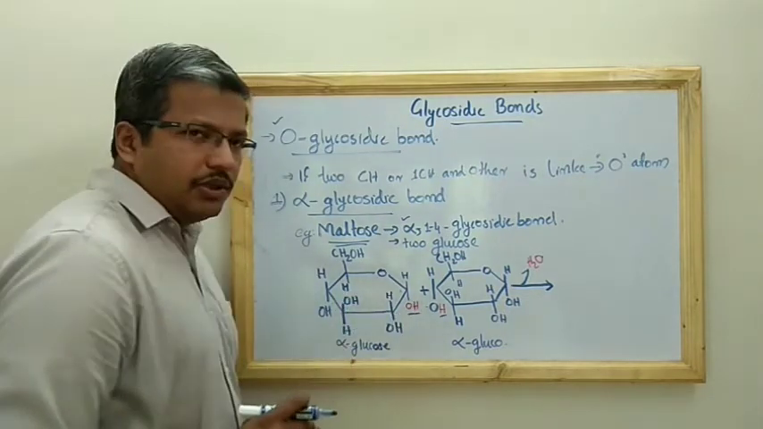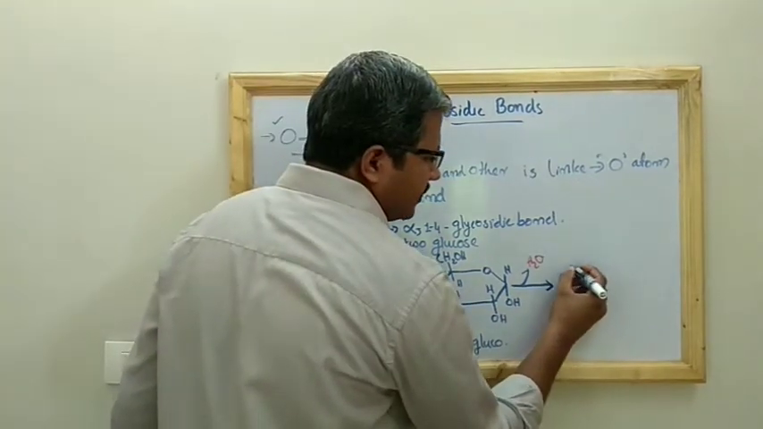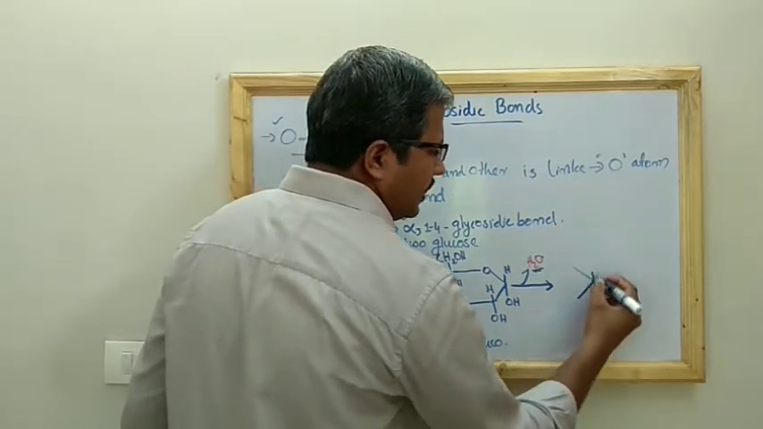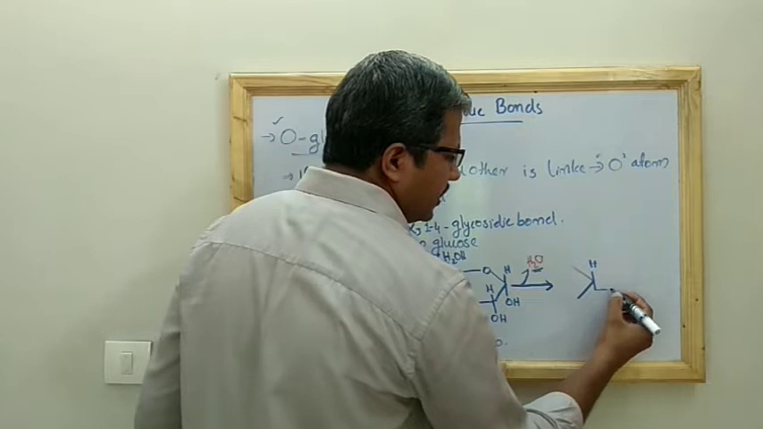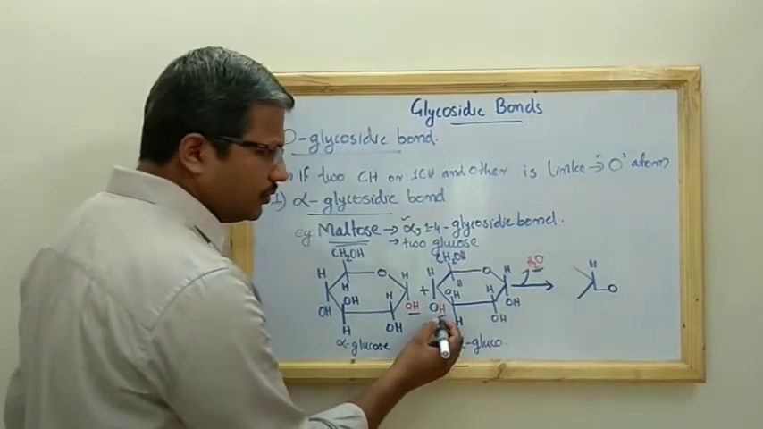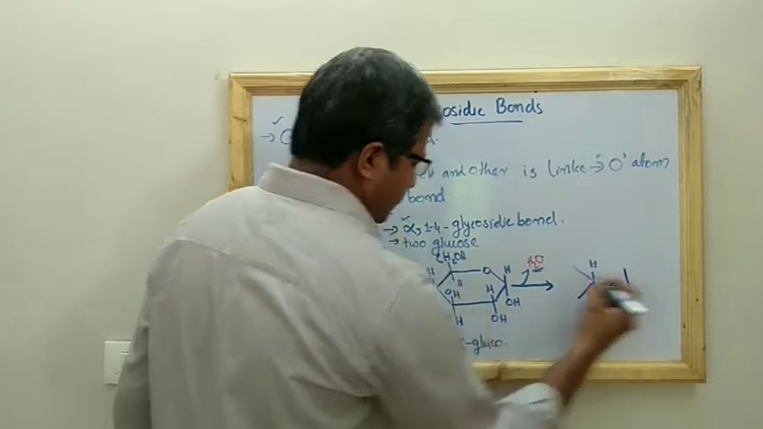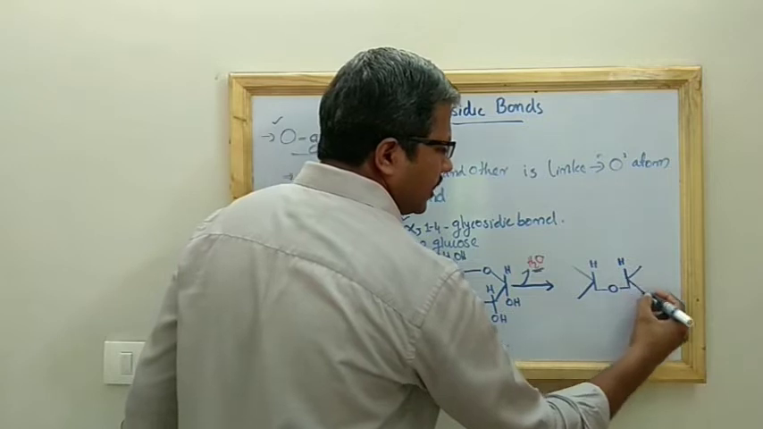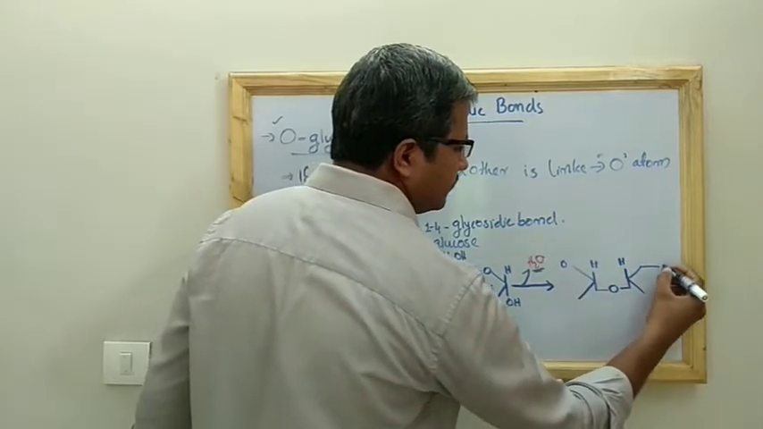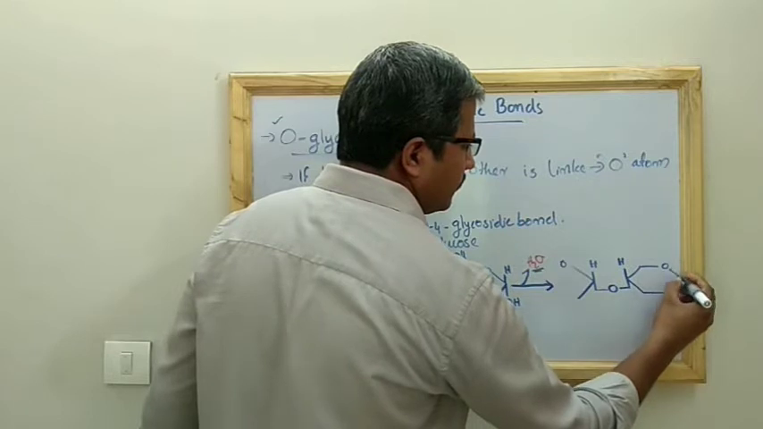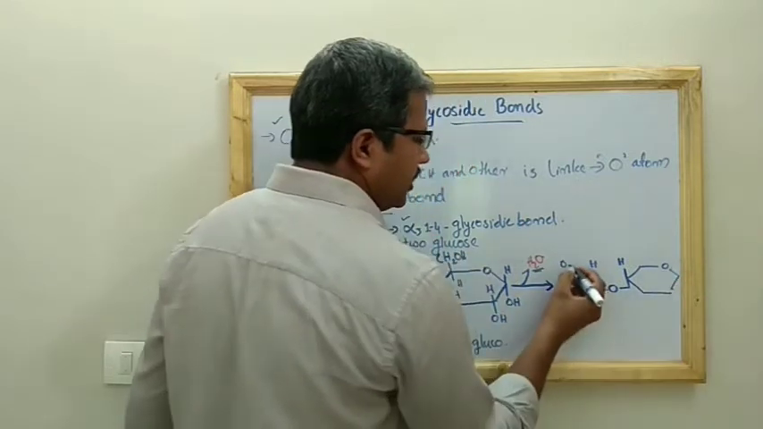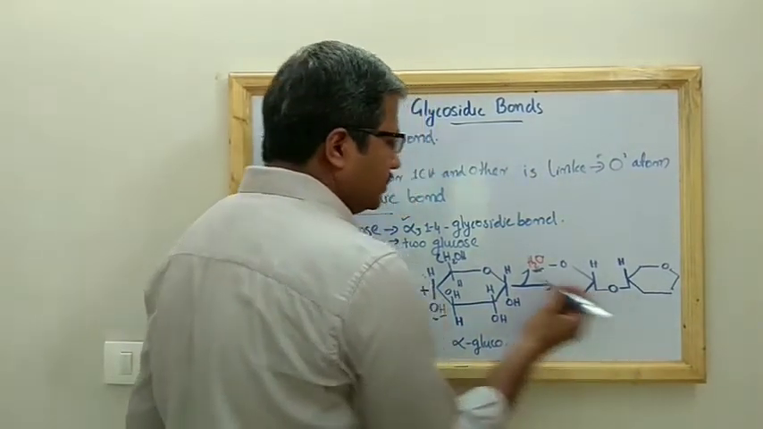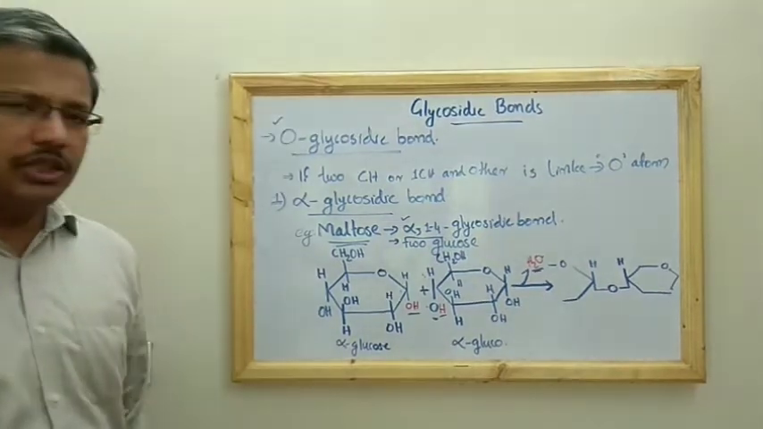Okay, I'm just drawing this particular thing. So one water molecule is released and there will be H and that will be linked with the oxygen of this hydroxyl group, and you know that this hydrogen is there, and it will be looking like this. So oxygen is there. The remaining component you can just fill in. So this is actually the maltose with the alpha 1,4 glycosidic bond.